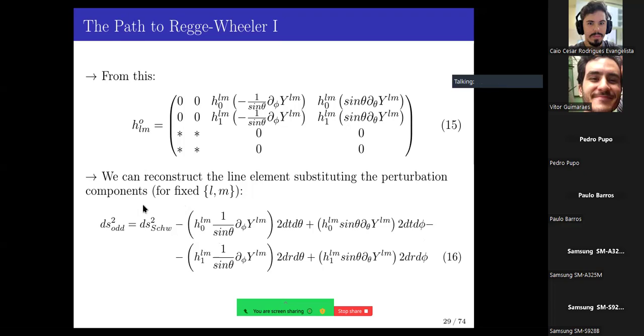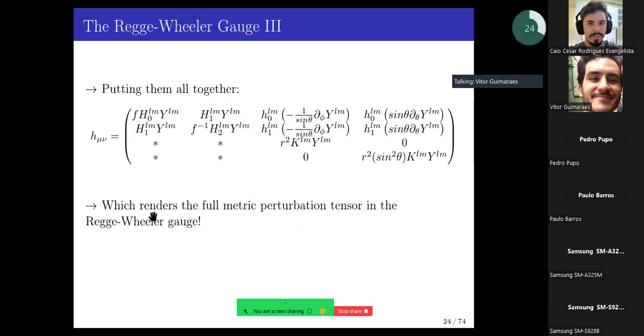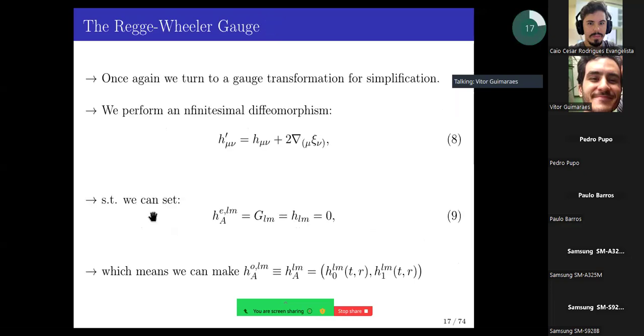And we obtain this metric, which is to take the line element from Schwarzschild. So here you can substitute the full Schwarzschild metric. So let's just remember.